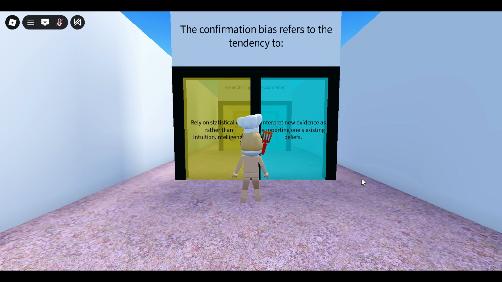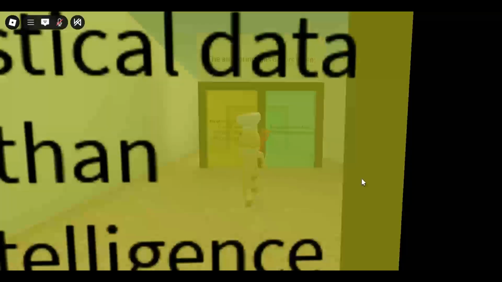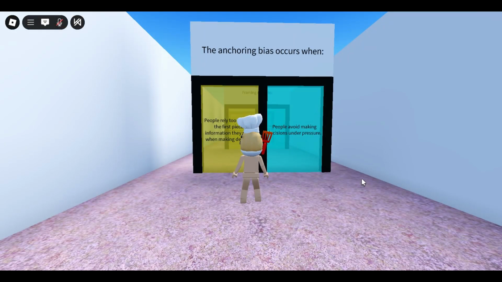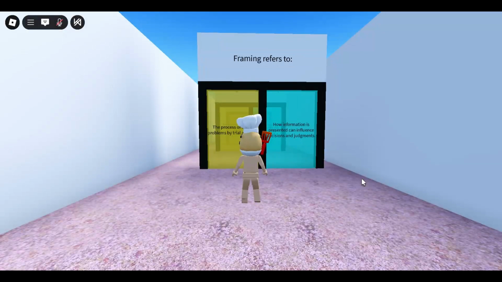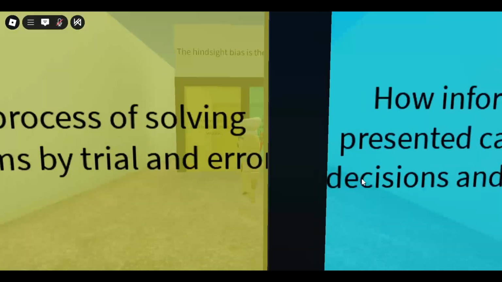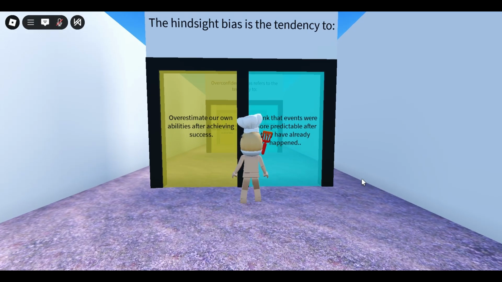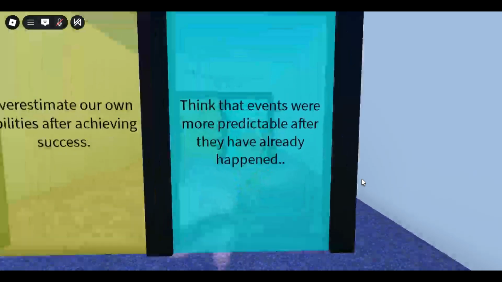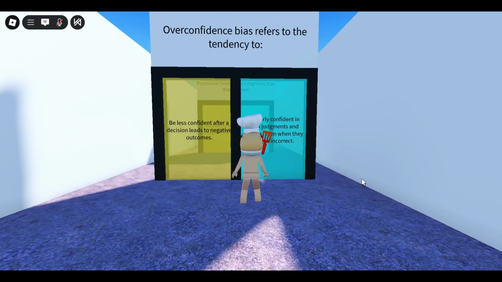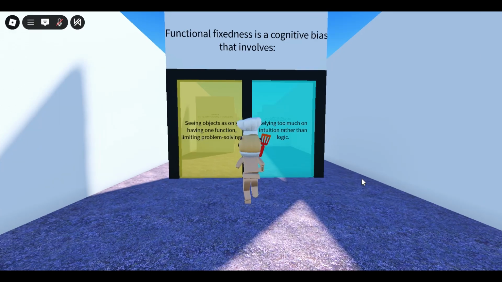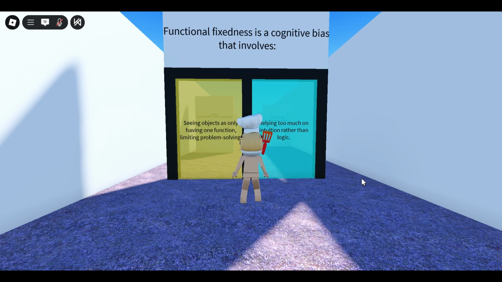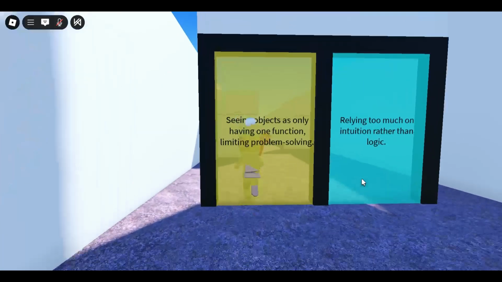Confirmation bias is the tendency to interpret new evidence as supporting existing beliefs. Anchoring bias occurs when people rely too much on the first piece of information received. Framing refers to how the way information is presented influences decisions and judgment. Hindsight bias is a tendency to think that events were more predictable after they happened. Overconfidence bias is to be overly confident in one's judgments or abilities. Functional fixedness is a bias that involves seeing objects as only having one function.